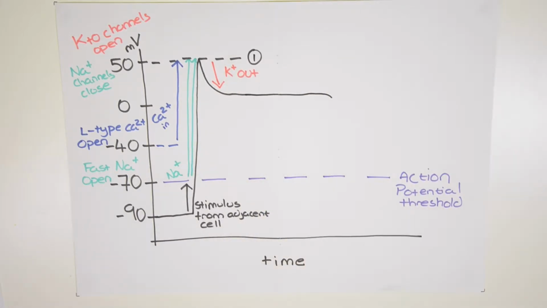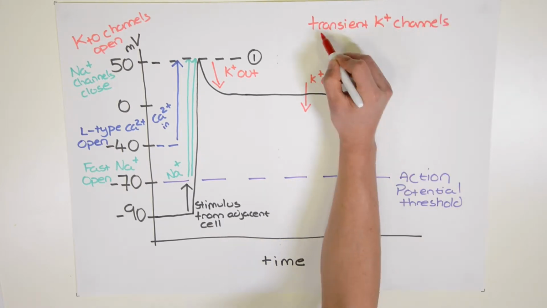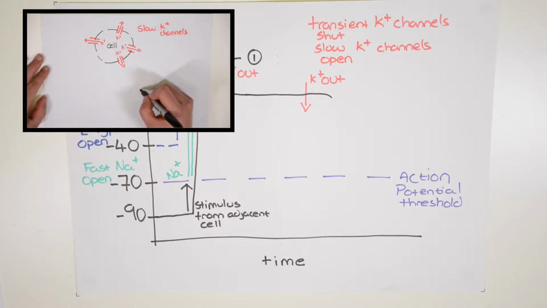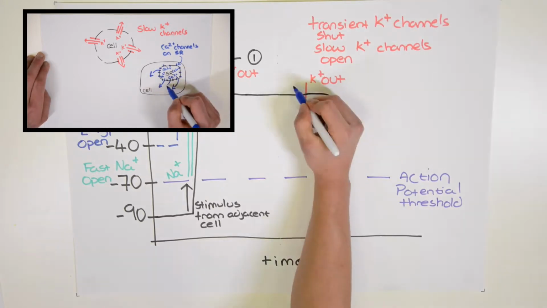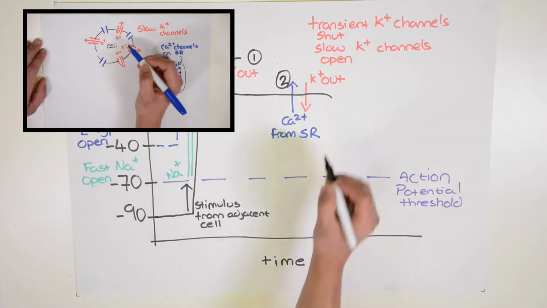Once the transient potassium channels close, slow outward flowing potassium channels open, allowing a slow exit of potassium ions from the cell. L-type calcium channels, which have remained open since phase 0, continue to allow calcium ions into the cell slowly. These calcium ions bind to receptors on the surface of the sarcoplasmic reticulum, an organelle which acts as an internal store for calcium.